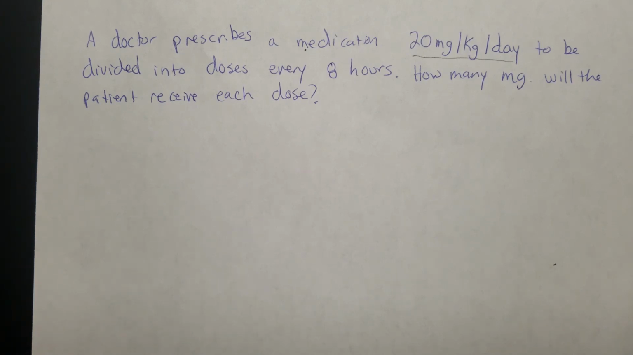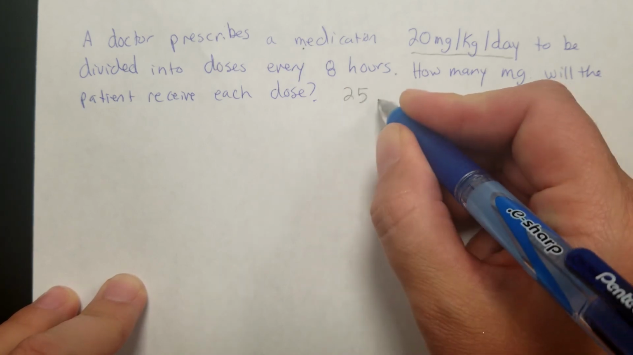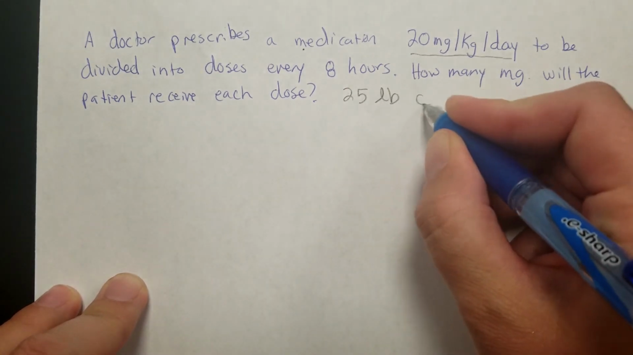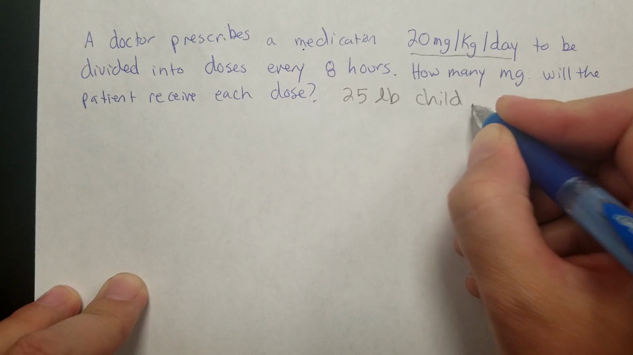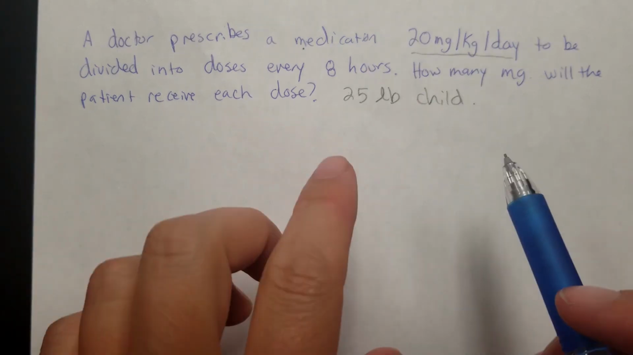And I'm missing a piece of information. I should have the weight of the person here. So let's say it's a kid and they weigh 25 pounds. A 25-pound child. Because you will be given the weight if you see a question like this. So this is similar to number 12 and number 13 on your lab 14. They do give you the weight, so that's why I added that in.